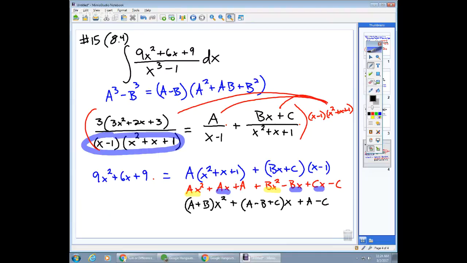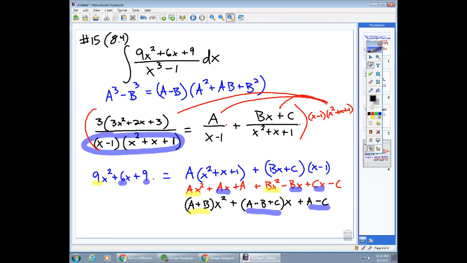And so the system that we're going to end up with is where we equate these. The a plus b has to be this 9 here. The a minus b plus c has to be 6. And the a minus c has to be 9. So we have a system that we can try and solve. Let's see if I can get that right on a new page.